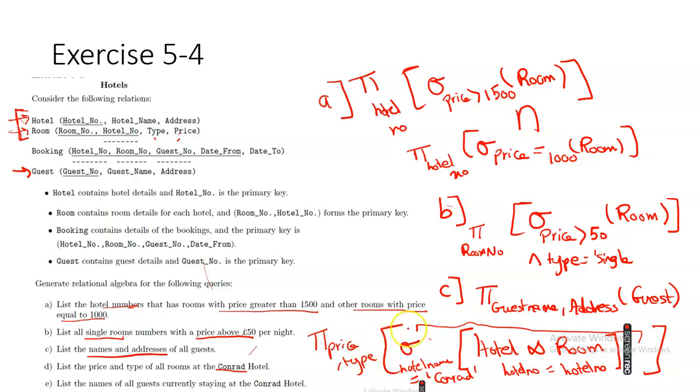That's it for today. In the next tutorial, we are going to discuss the remaining operators, which are the natural join, outer join, division, and renaming.